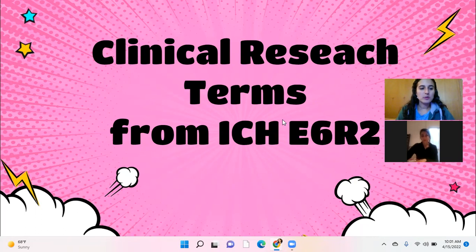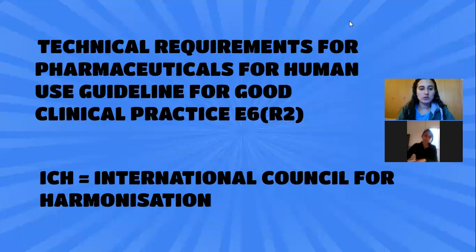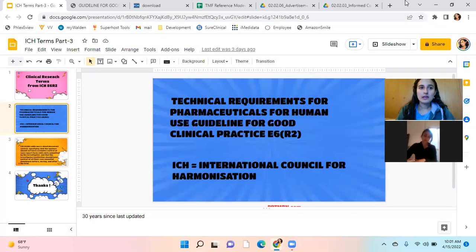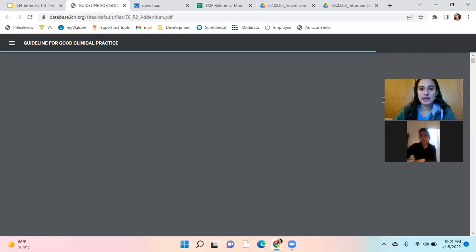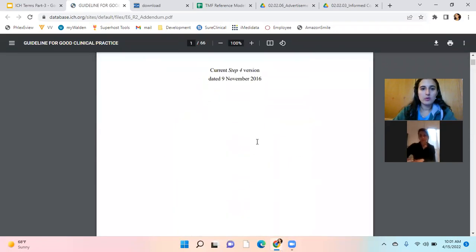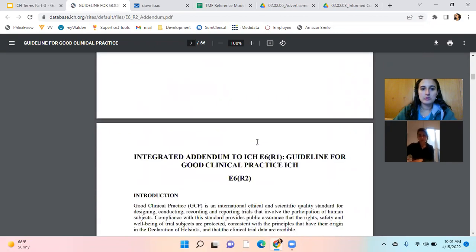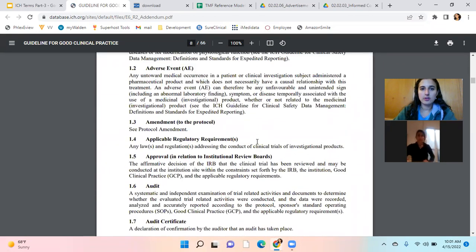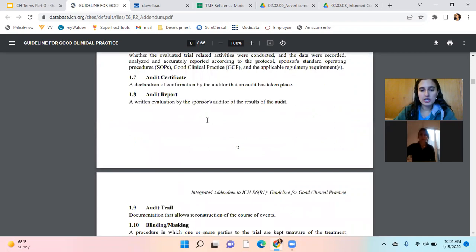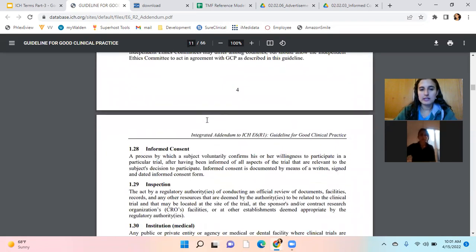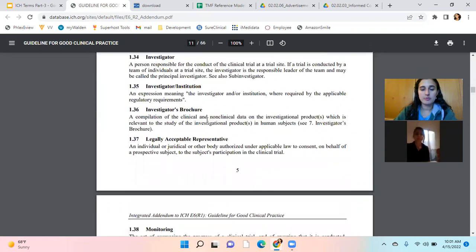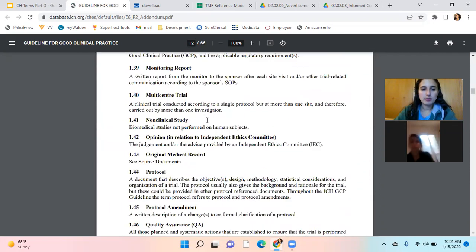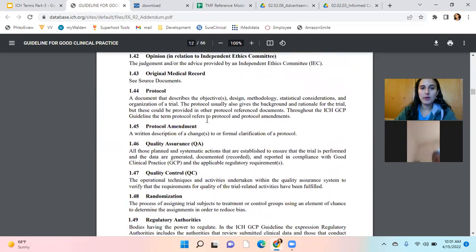Okay, so we will jump in and go straight to the actual guidelines that we've been working through. Here we go. We've been going through the glossary, which starts on this page 8. Last time we looked at informed consent and the investigator brochure, and I believe we left off talking about the protocol.